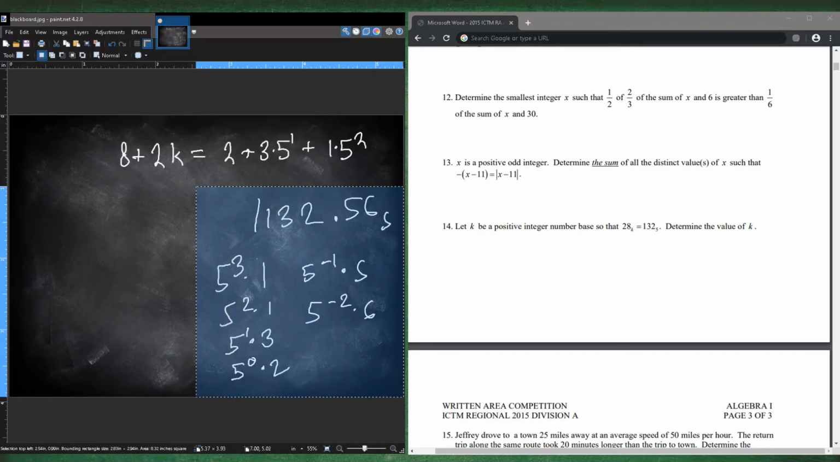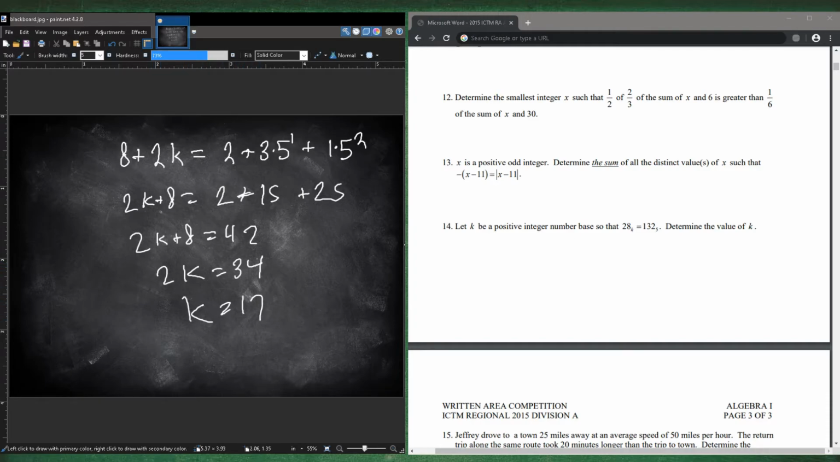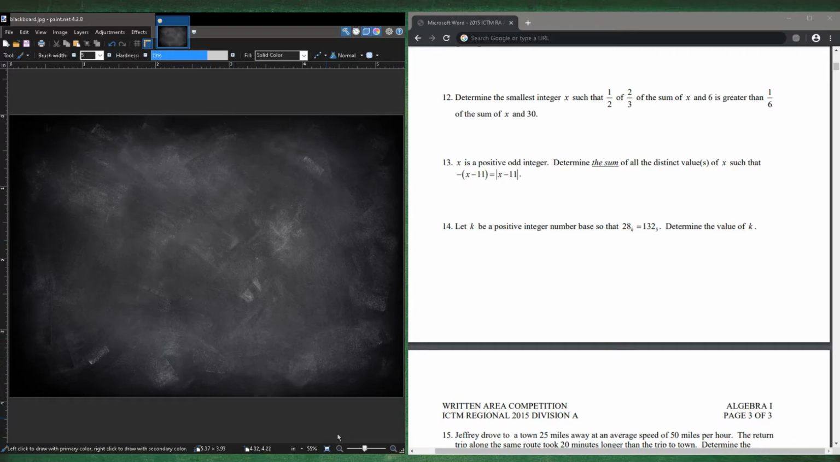So let's kind of just solve this. So that's 2k plus 8. That's 2. That's 15. And that is 25. So that's 40, 42 plus 8 is equal to 42. So 2k is equal to 34. So k is equal to 17. So the answer for number 14 is 17. Basically, just that simple. Okay.